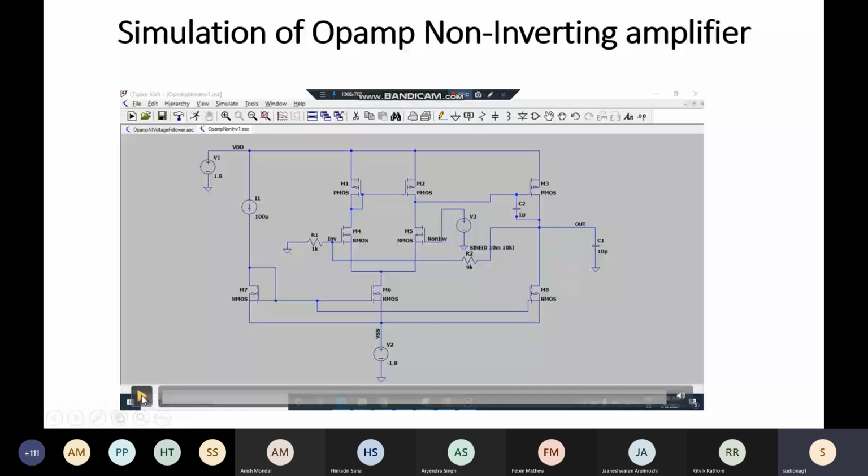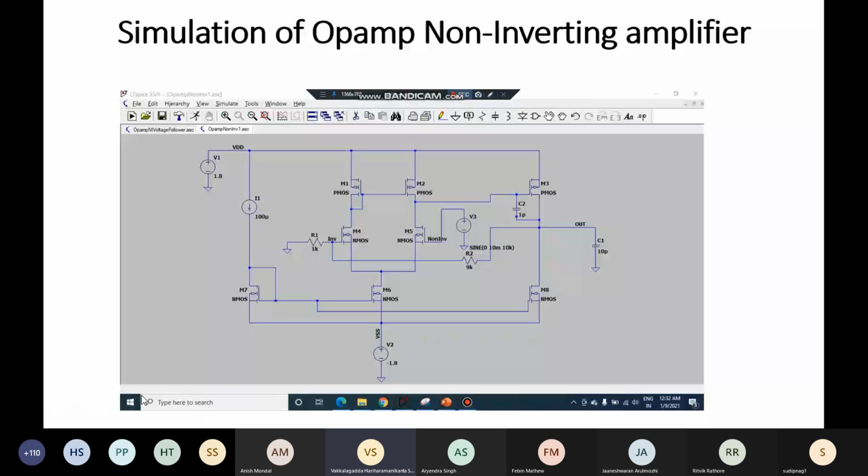Sir, why are we using the capacitor C2? Oh, Ritik, just comment on this. It is for internal compensation. We want to make sure that the circuit does not become unstable before your unity gain frequency. So this capacitance plays a major role in making the circuit stable so that your circuit can operate satisfactorily until your unity gain frequency.